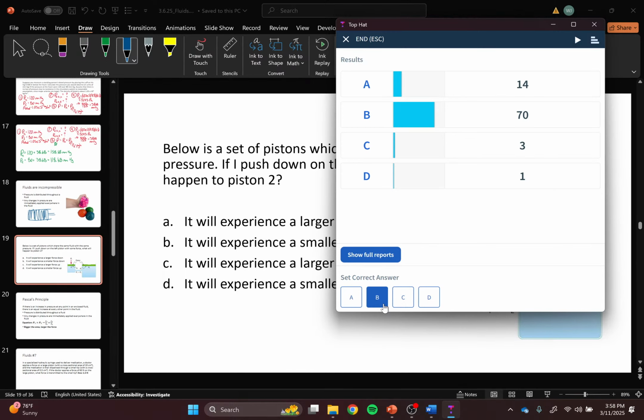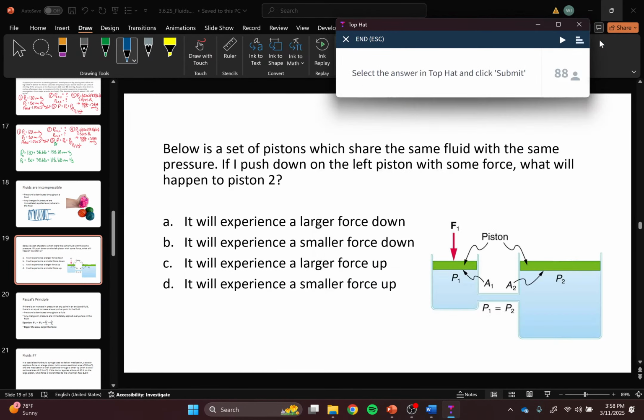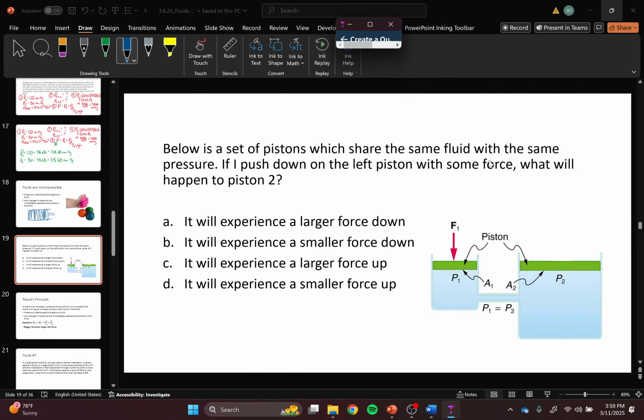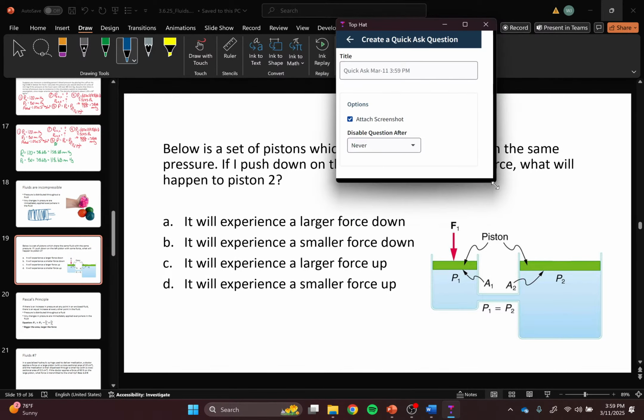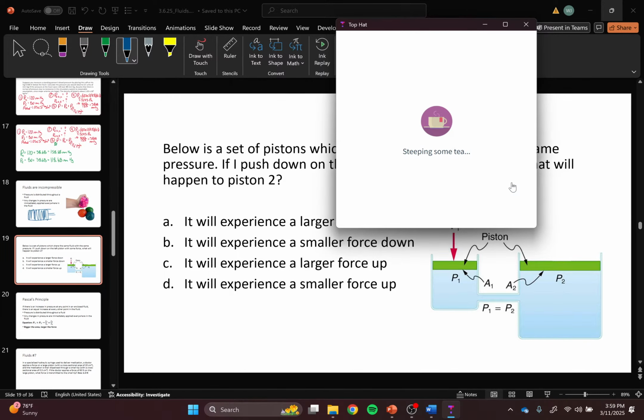And the major point to understanding this, the pressure is the same in both. You need that new idea along with a previous equation that we learned to be able to answer this question.